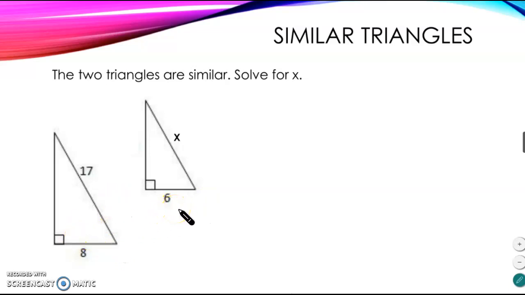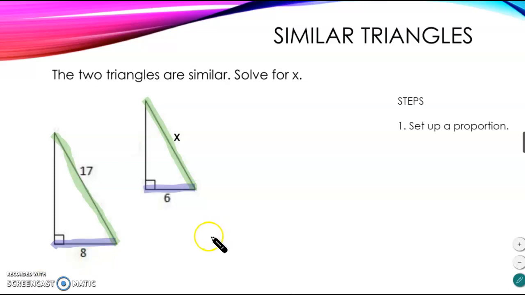And what you want to do first when you're solving is set up a proportion. So the sides that I'm identifying as corresponding, meaning they are matching up, is the two hypotenuses in this case, which is 17 and x. And they also gave us the bottom of the triangles, 8 and 6. And so I'm going to set up a proportion with those involved.